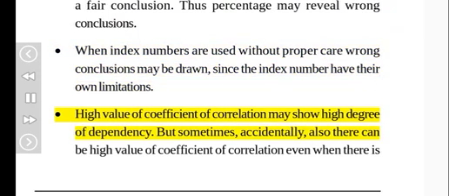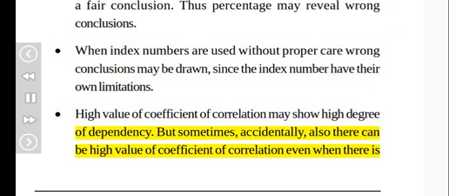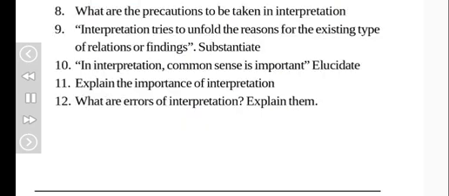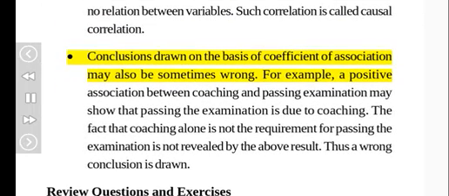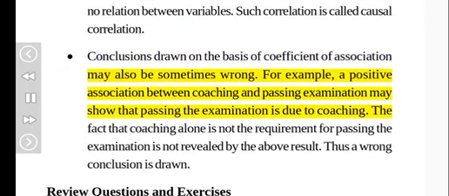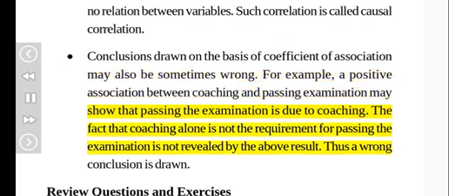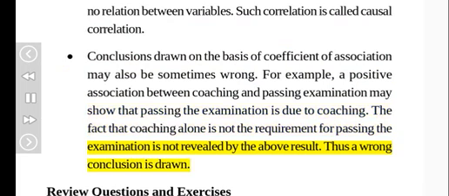High value of coefficient of correlation may show high degree of dependency. But sometimes, accidentally, there can be a high value of coefficient of correlation even when there is no relation between variables. Such correlation is called casual correlation. Conclusions drawn on the basis of coefficient of association may also be sometimes wrong. For example, a positive association between coaching and passing examination may show that passing the examination is due to coaching. The fact that coaching alone is not the requirement for passing the examination is not revealed by the above result. Thus a wrong conclusion is drawn.